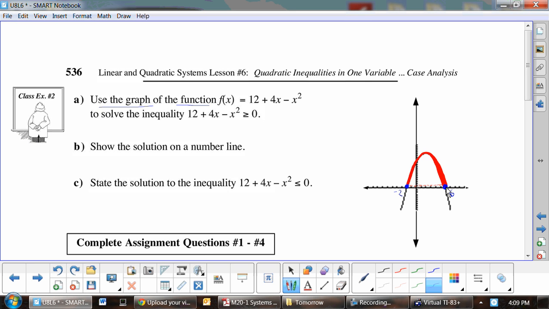Okay. So on a multiple choice question, we would say, okay, we know that our solution is between -2 and 6. So x must be greater than or equal to -2 and less than or equal to 6. Okay? And we know that it's a greater than or equal to and a less than or equal to because we have an equal to sign here as well.